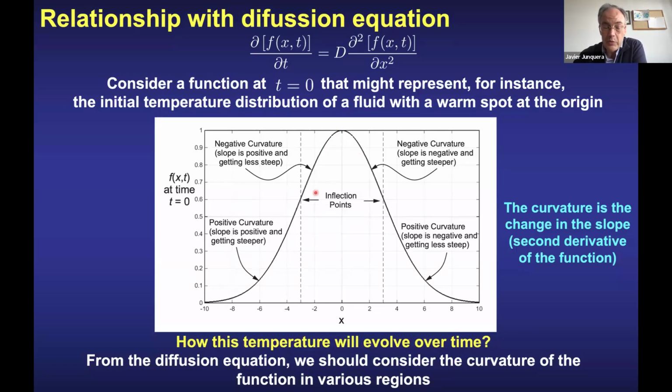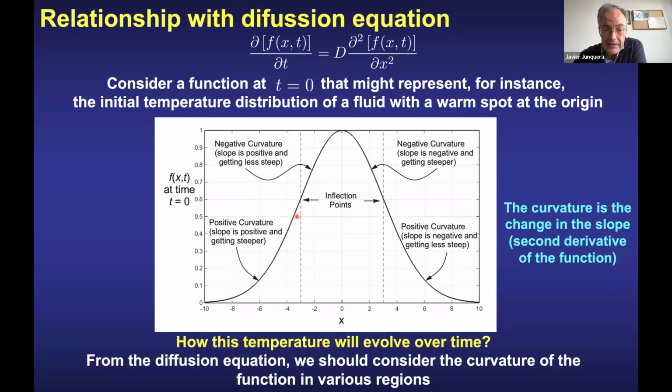So the question that we want to solve now is how this temperature will evolve with time. We take this picture at t equals 0, and the question is what would happen with the temperature as a function of time? From the diffusion equation here, we can see how the change of the temperature as a function of time will depend on the curvature of the temperature. This second derivative of this function with respect to the position squared, remember, is directly related with the curvature, as I explained a few slides ago.